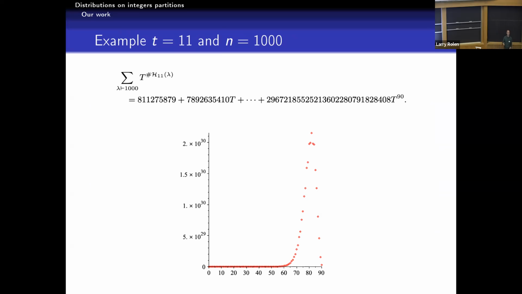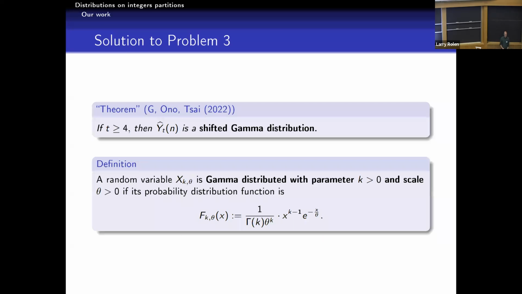This one does not look normal like the previous one, but it is still a nice, pretty little bump. You can look at this and suspect that there is a nice distribution going on in the background. It turns out that this is a shifted gamma distribution, which, I don't actually understand the shifted gamma distribution very well, but this is what we get out of it.